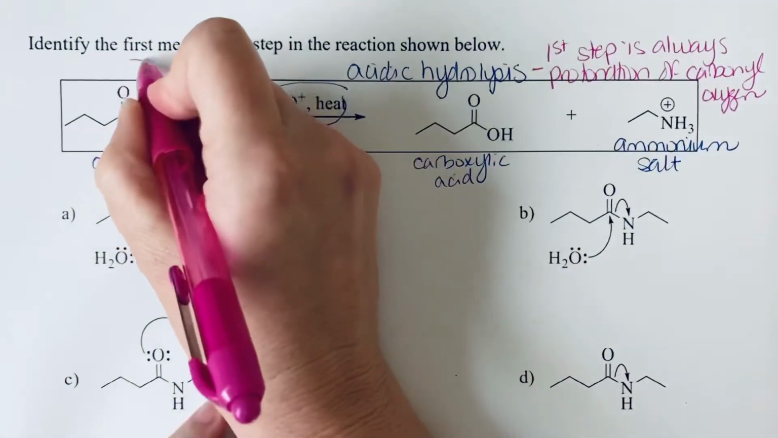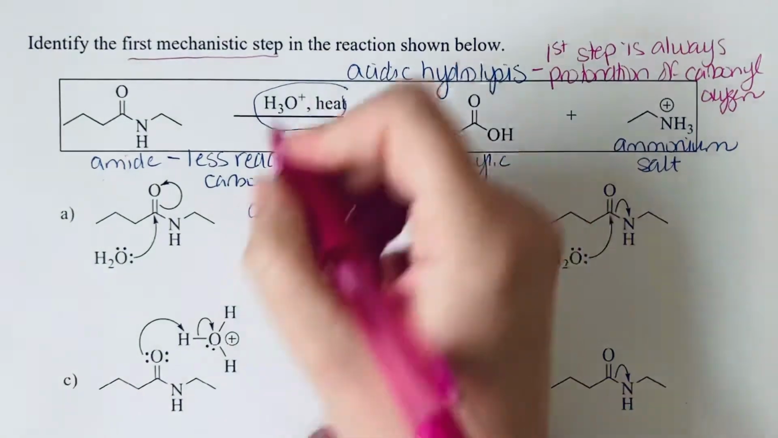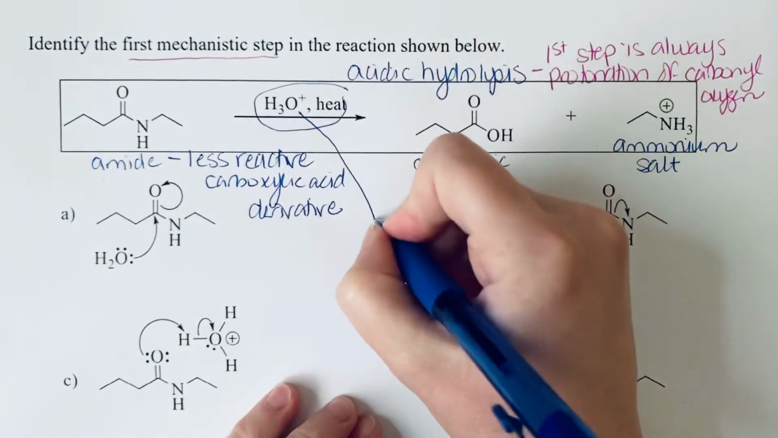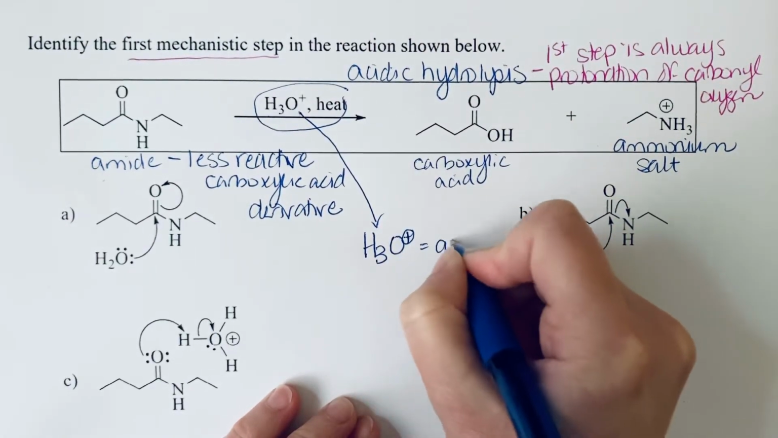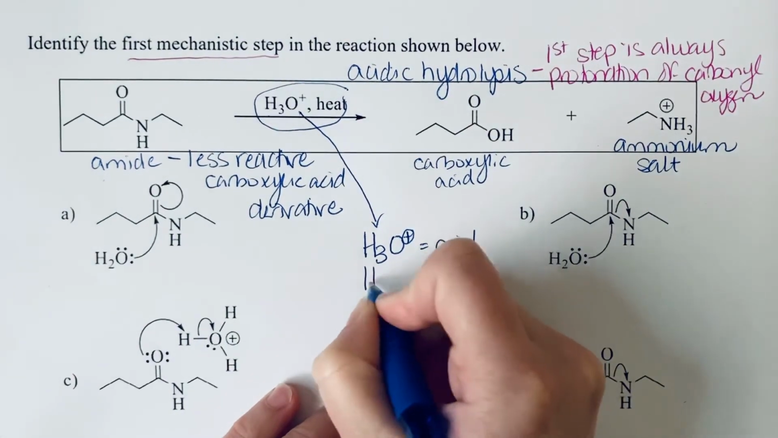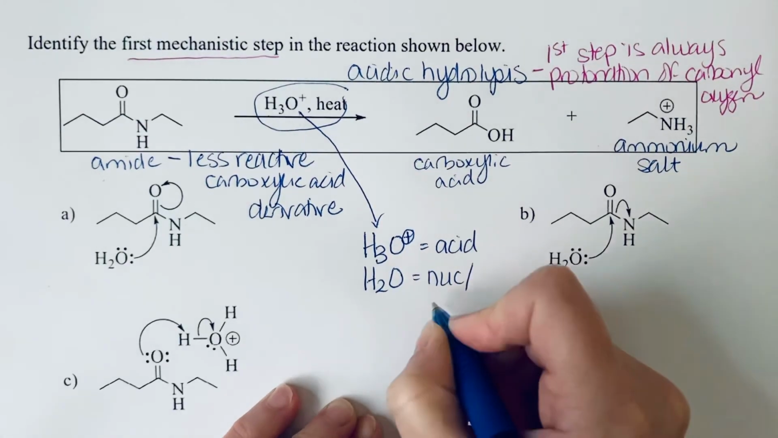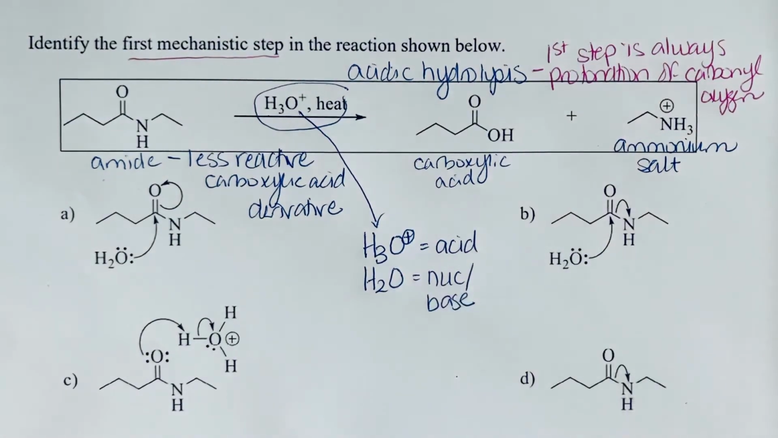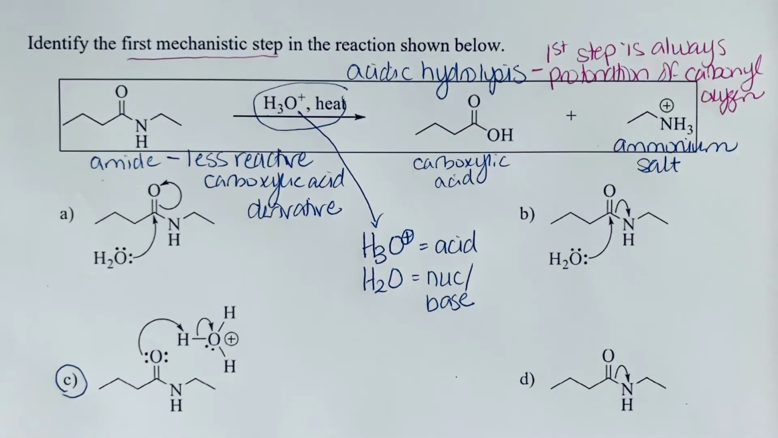So that is going to be our first mechanistic step, and we just need to know the identity of our acid. The acid that we have in this case is H3O+, which is available to act as the acid in this reaction. And you also have the conjugate base water, which is available to act as either the nucleophile or the base in this reaction. So if you have H3O+ as your acid and you need to protonate the carbonyl oxygen, this option here, C, is going to be the first mechanistic step.